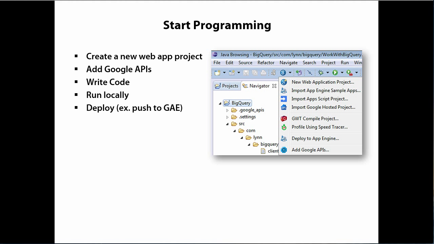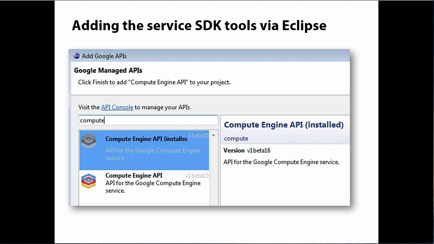You'll notice on the right here, inside of Eclipse, there is a Google button that is part of the Eclipse plugin, and you can see the options there: new web app project, import App Engine sample apps, import Apps Script project, import Google hosted project, GWT compile project, profile using Speed Tracer, deploy to App Engine, and add Google APIs. So the first and the last couple things are the ones that I'm generally using.